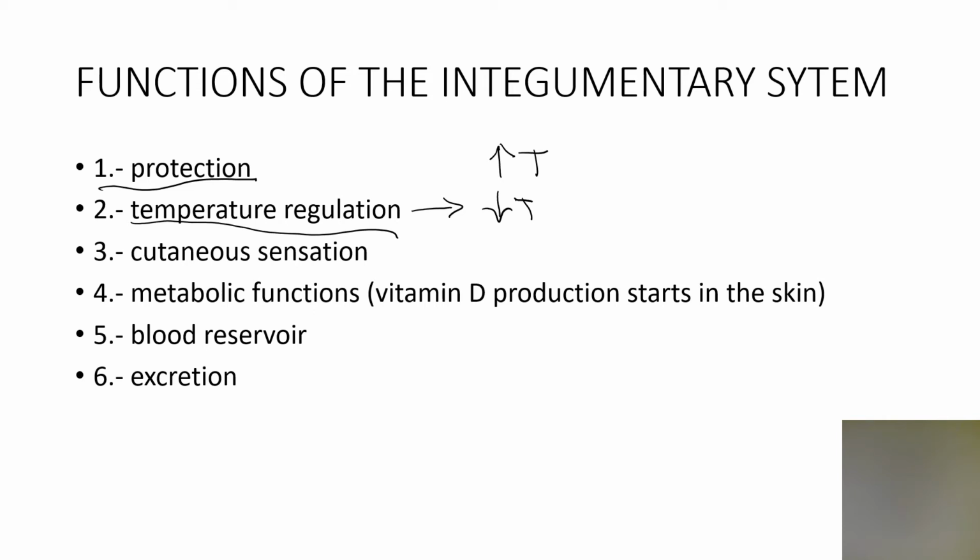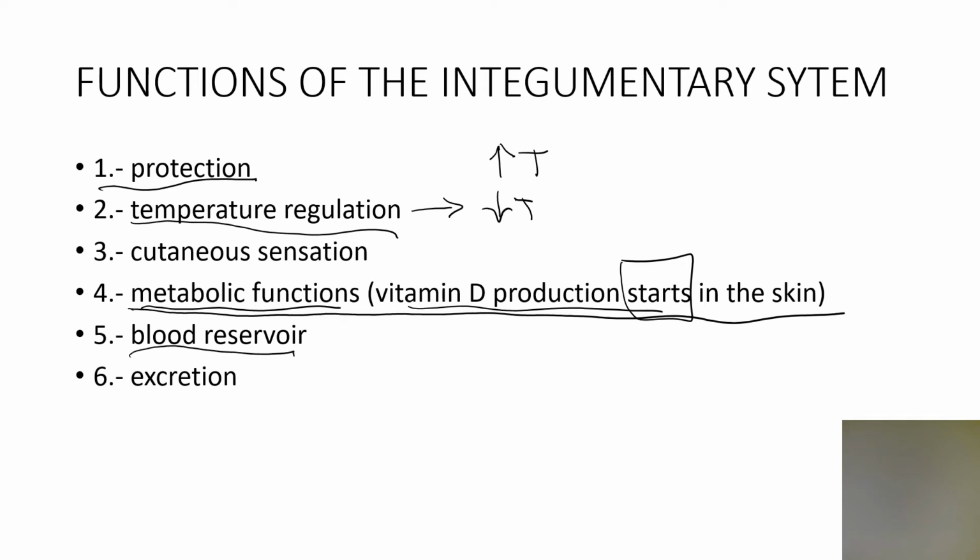Also, be able to know that the skin is the site where vitamin D production starts. So that is part of the metabolic functions of the skin. Vitamin D synthesis begins at the skin. The skin also acts as a blood reservoir, and it also has a role in excretion via sudoriferous glands, which can excrete waste.